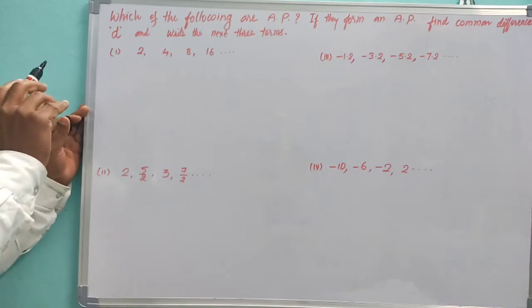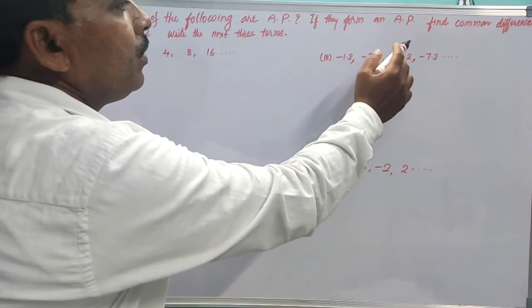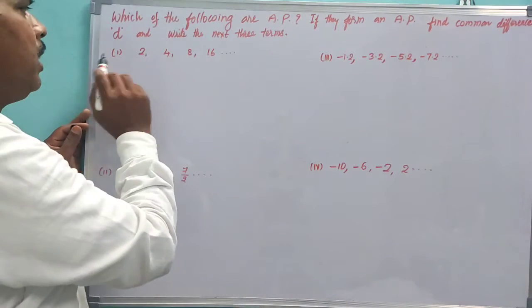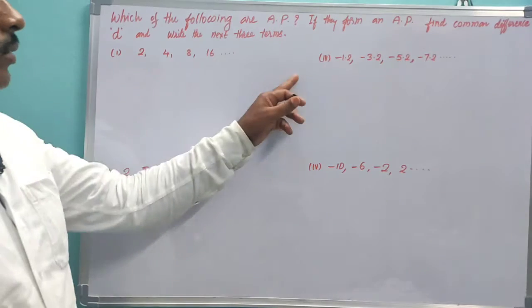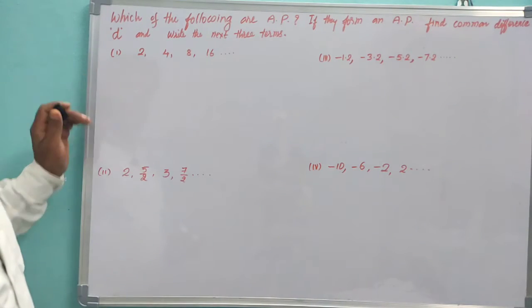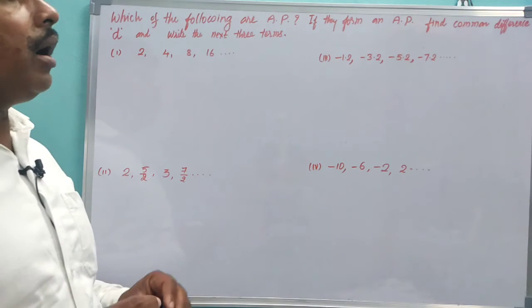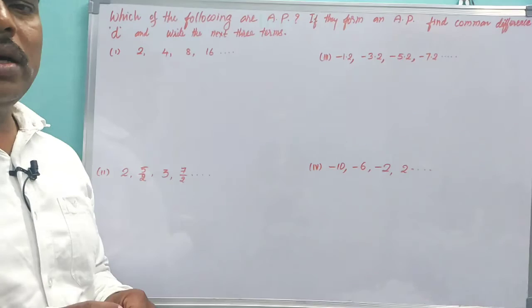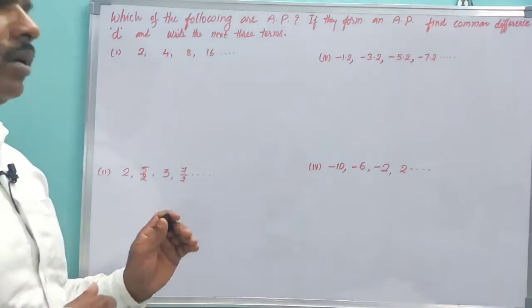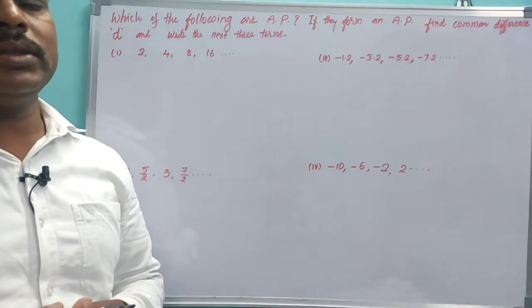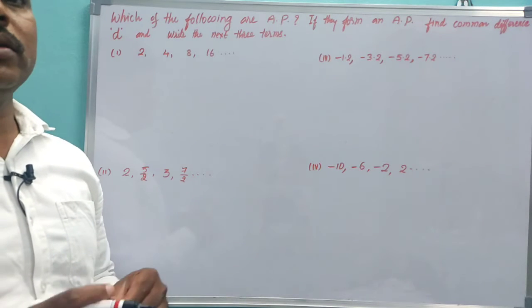See here, which of the following are AP? If they form an AP, find the common difference D and write the next three terms. So here these are the four questions. Among these, we have to find which are arithmetic progressions, and next find the common difference and the next three terms of the series. If it is not an AP, we just stop there only.